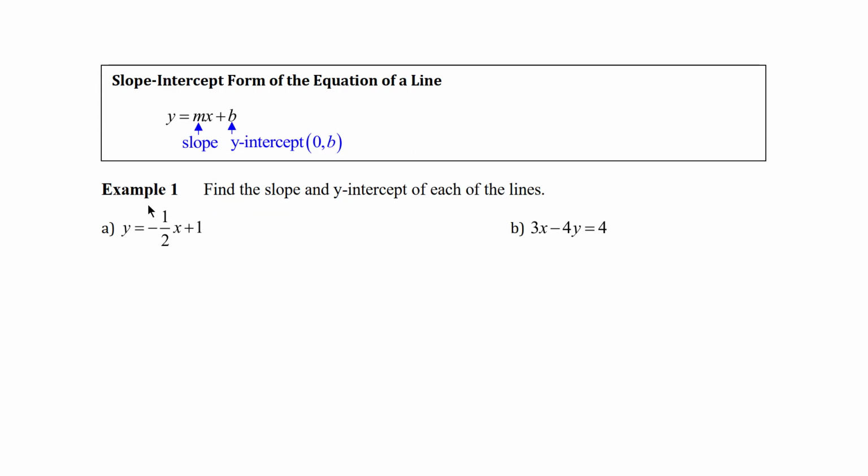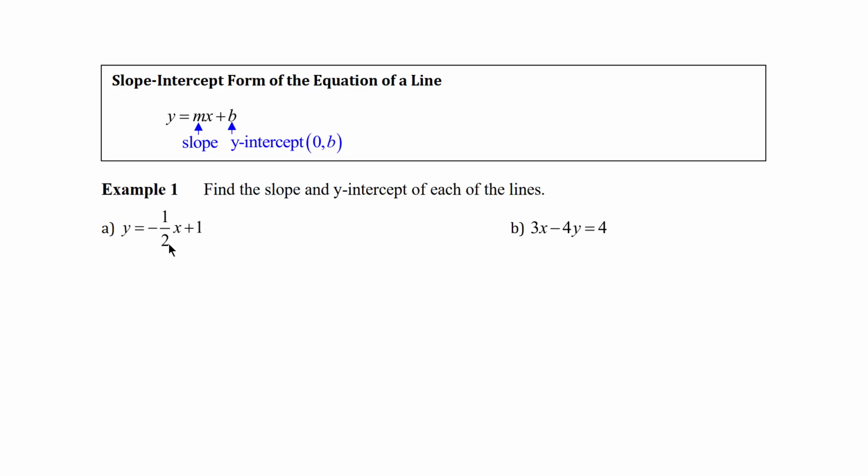Here we have example number 1. We need to find the slope and the y-intercept of each of the lines. For part A, we have y equals -1/2 x plus 1. You can see that this equation is written in slope-intercept form. The slope is the number that's in front of x, which is -1/2.